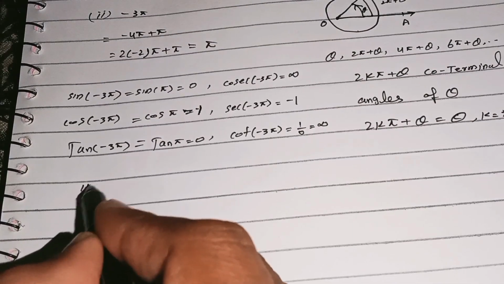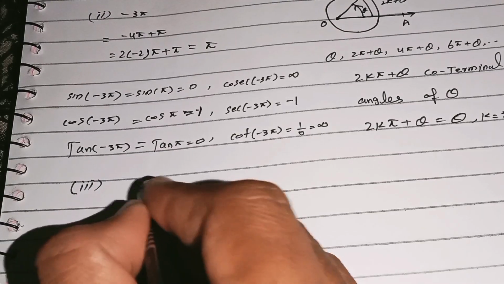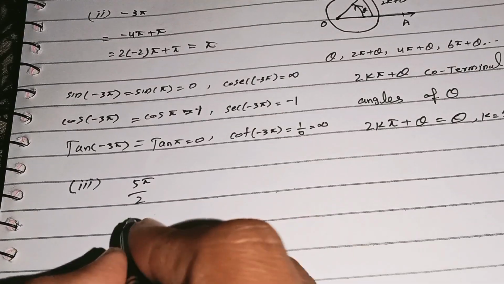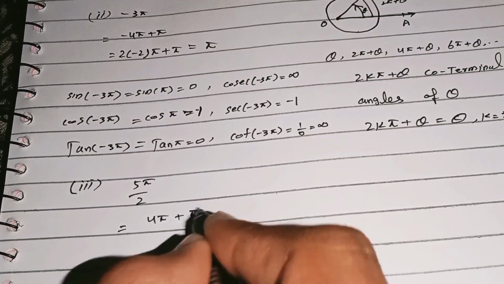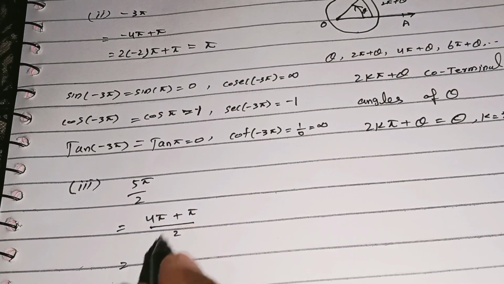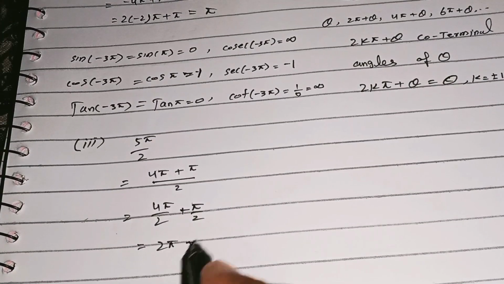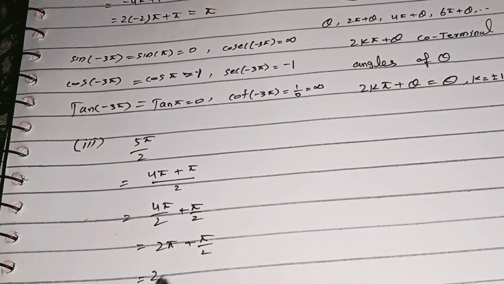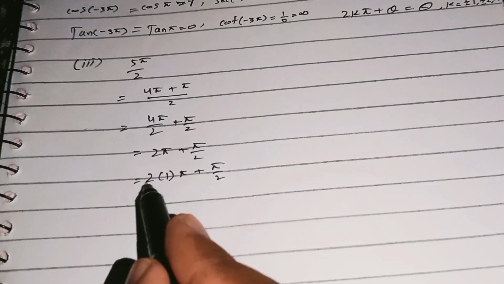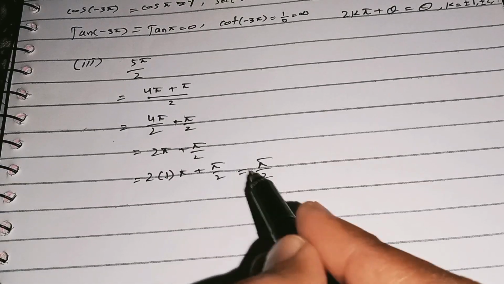Similarly, we can find the value of trigonometric functions at the third part, which is 5 pi over 2. It can be written as 4 pi plus pi over 2, because we know that 4 pi plus pi is equal to 5 pi. It can be written as 4 pi over 2 plus pi over 2. So we have 2 pi plus pi over 2. It can be written as 2 into 1 pi plus pi over 2. So we have 2k pi plus theta is equal to theta.